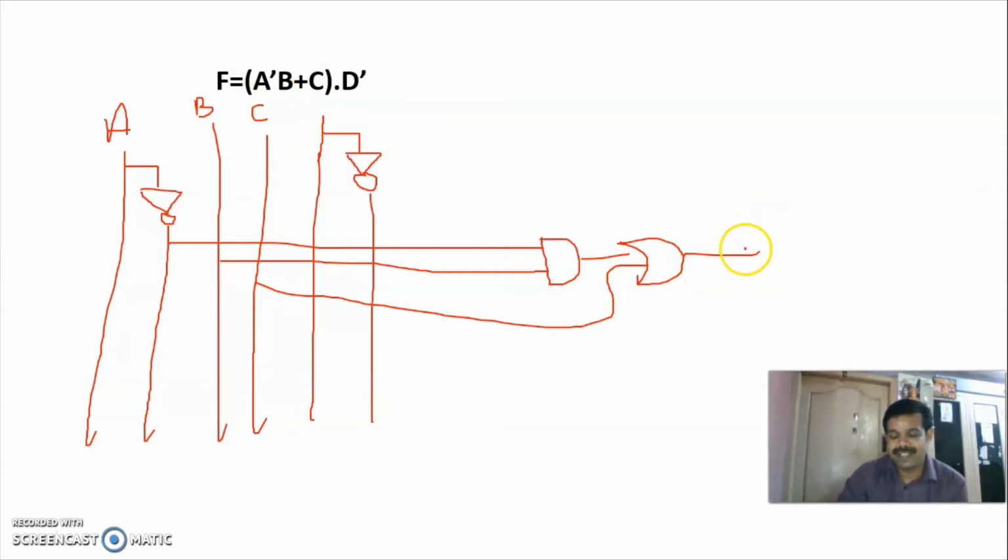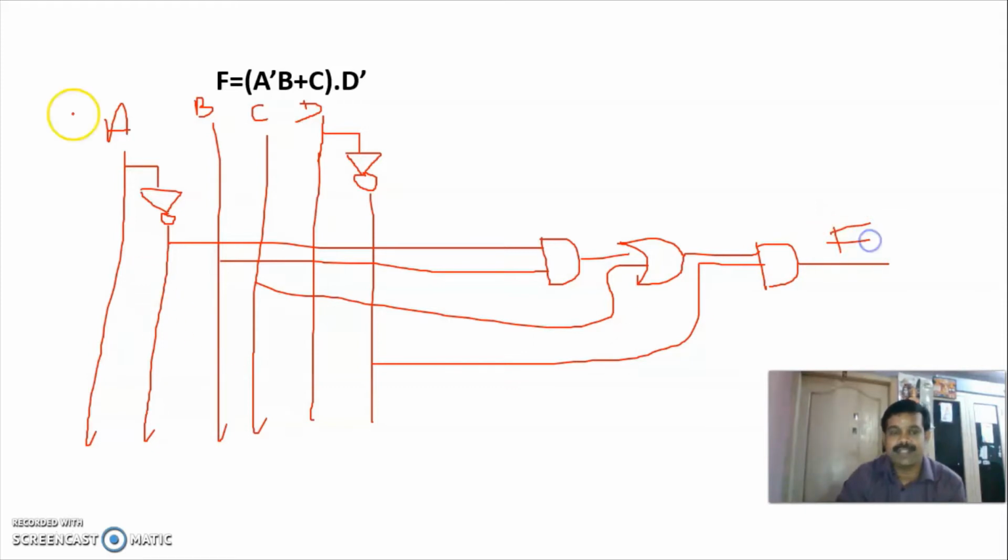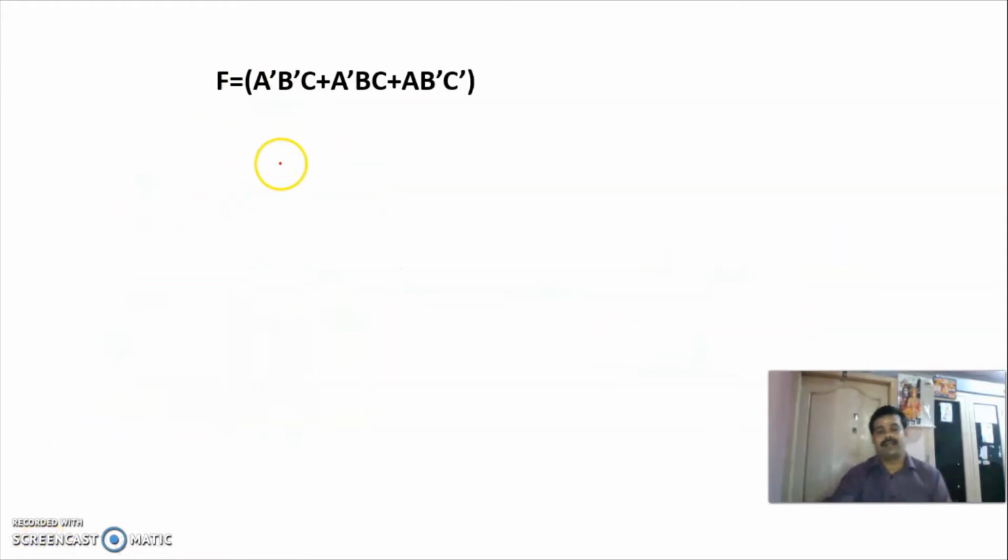So output of this OR gate, we have to, this is D now. This is D. With the D bar, we have to product. So this is your final output F. Okay. This is the implementation of this Boolean expression. Now go to the another one.